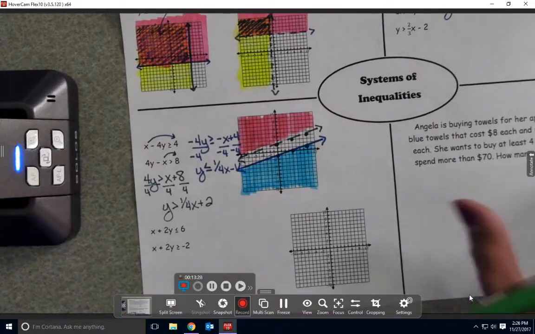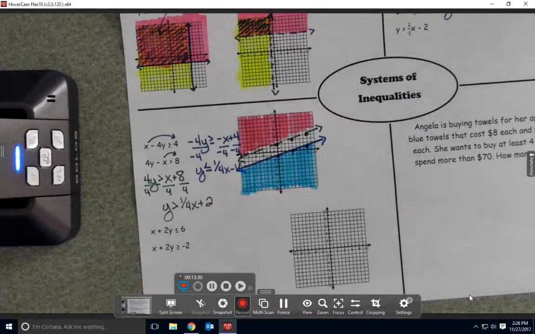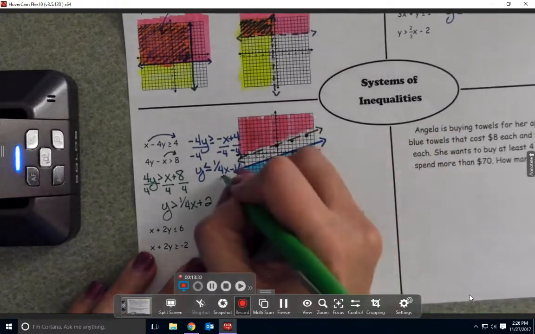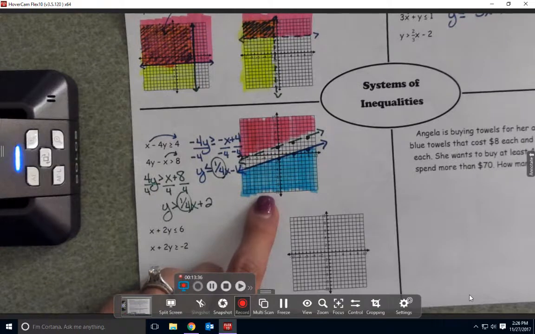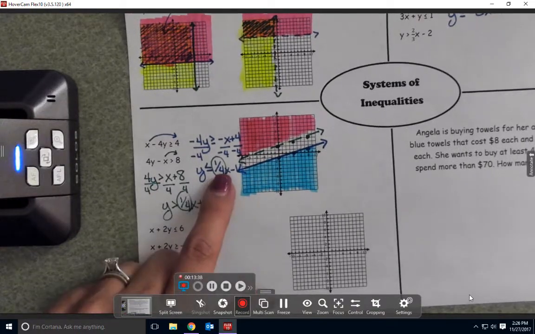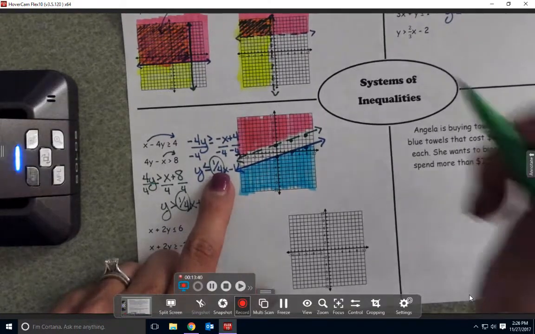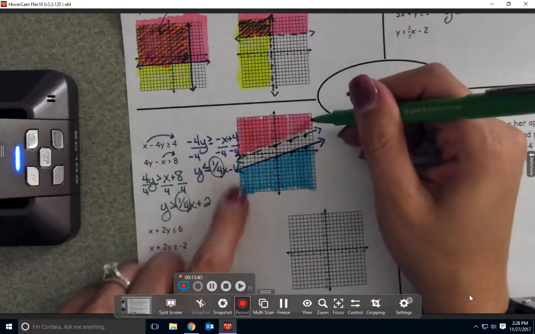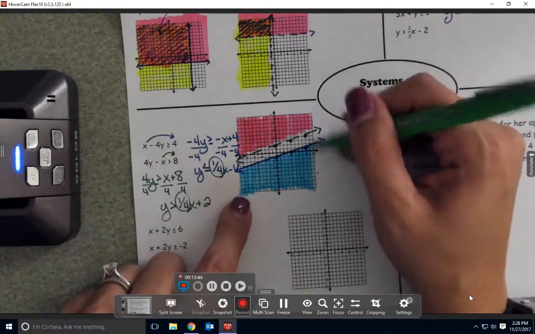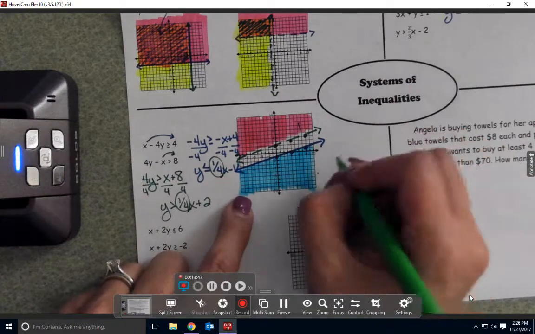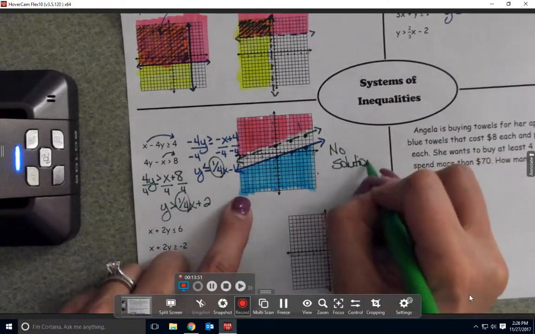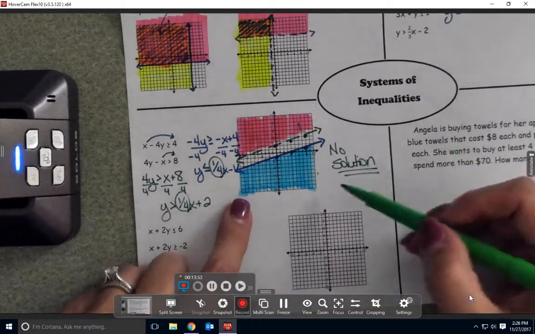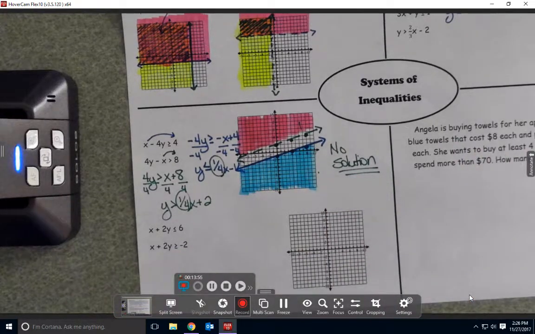So as soon as we started to get these equations into slope-intercept form, you should have noticed that right here your slopes are the same, so those are going to be parallel lines. And now looking at this, just because they're parallel doesn't mean it's going to be a no solution, but if I look at the shading, this one was greater than, this one was less than. So they actually don't share a common area, so that's going to be an example of a no solution. So if they don't have anything in common in that shaded area, it's going to be a no solution for that problem.